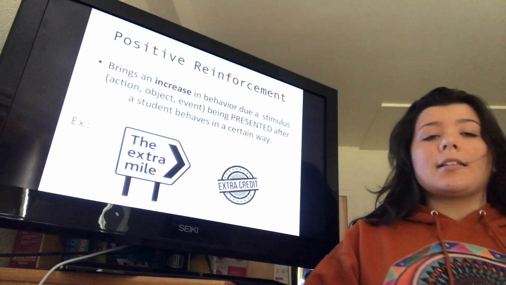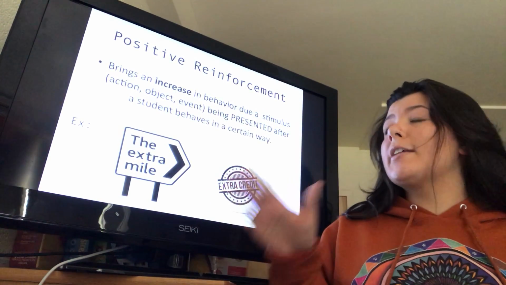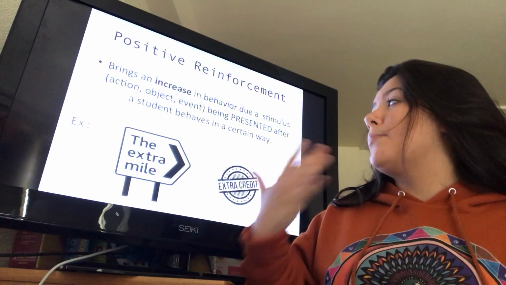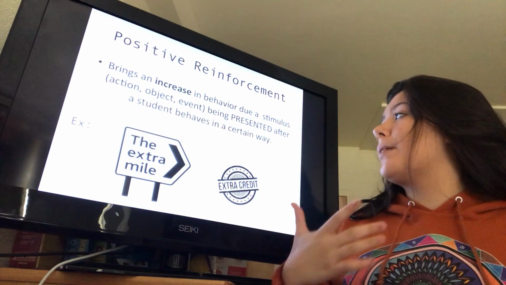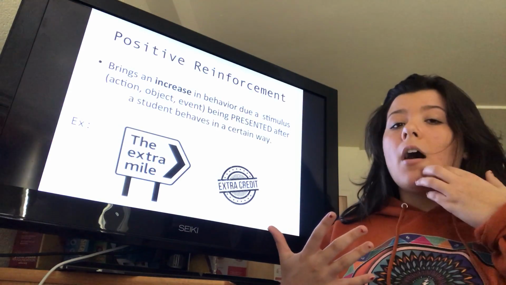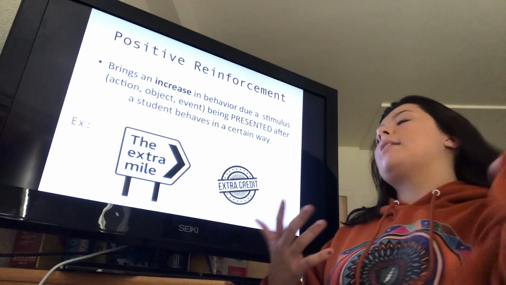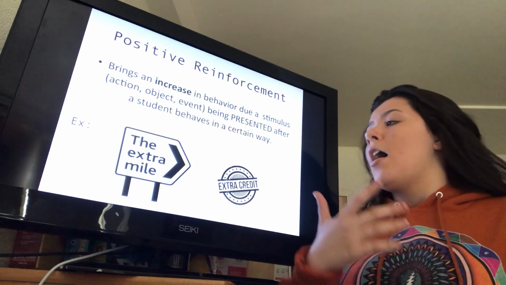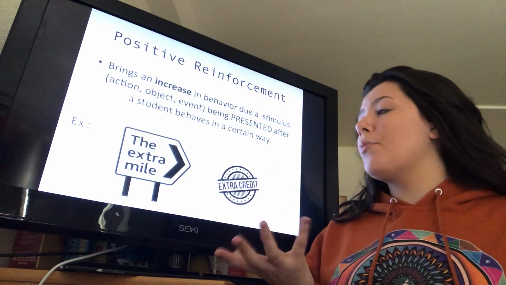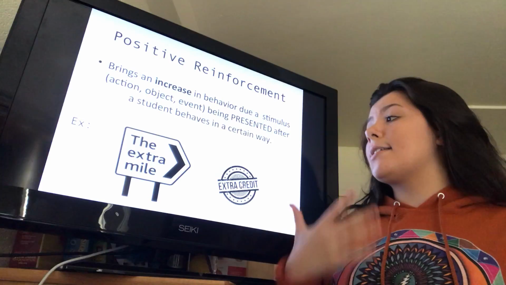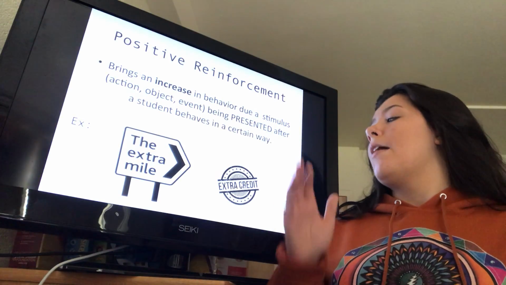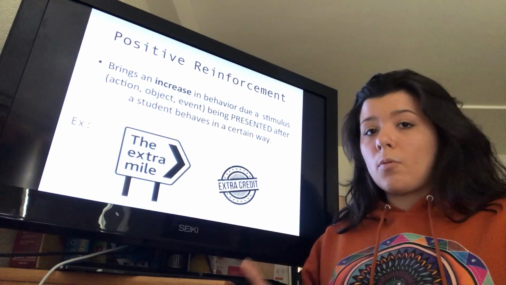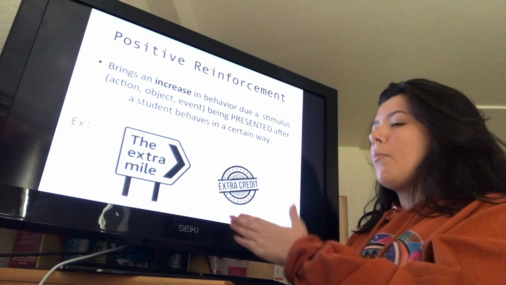So the first one is through positive reinforcement. Now this brings an increase in behavior because a stimulus is being presented after a student behaves in a certain way. Now, one of my examples for positive reinforcement is, let's say, in my classroom I ask my students to do an optional essay question, because if they do the optional essay question, they will earn extra credit. Now, I'm asking them to do this in an optional sense. I'm not requiring them to do it, but if they do it, they will earn extra credit.